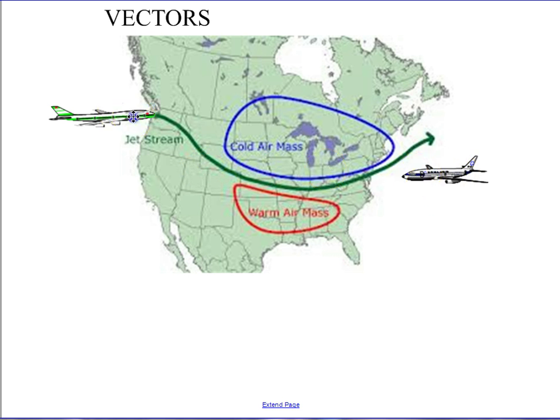In this direction, you're going with the jet stream, so the effect of the airplane's engine combined with the effect of the wind makes the trip faster. Grab your companion sheet and let's fill in some definitions.